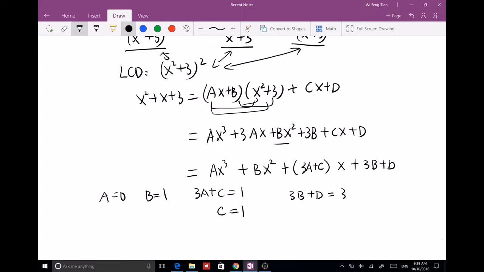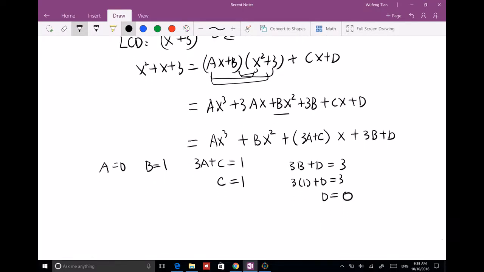So from b equals 1, I can put that in the last one and get d to be equal to 0. That's very good. We'll find A, B, C, D. Thank you very much, Lacey. You did a really good job.